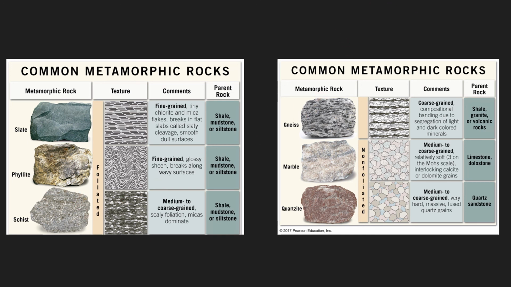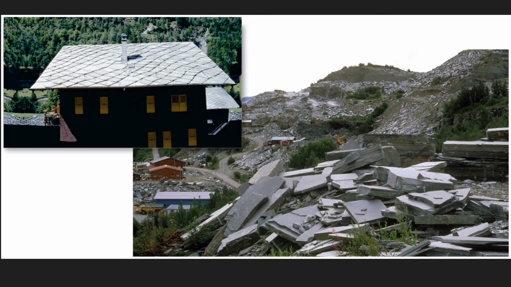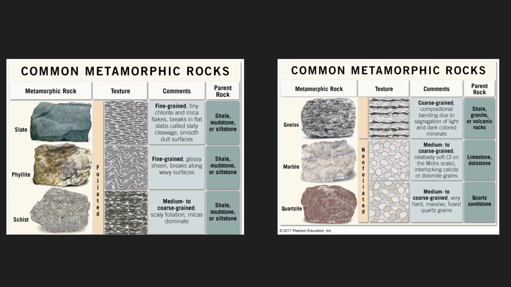So here we see slate in its multiple usages. A lot of times we see slate used as roofs. We also see it as chalkboards. However, slate is very brittle and it will break, and it has cleavage planes. So phyllite has a larger mineral grain size than slate, so it'll have a glossy, wavy surface.